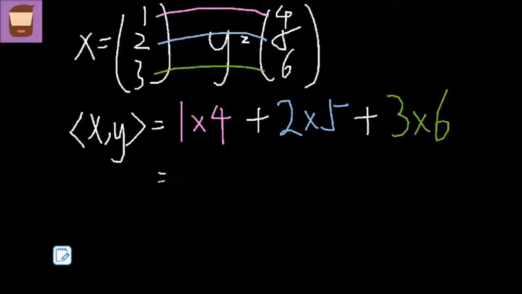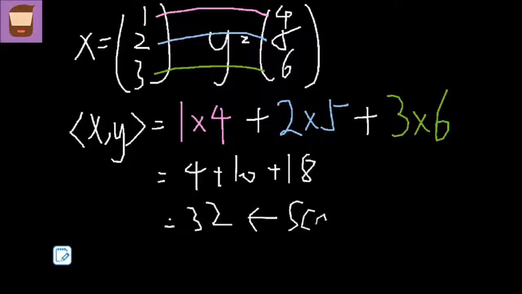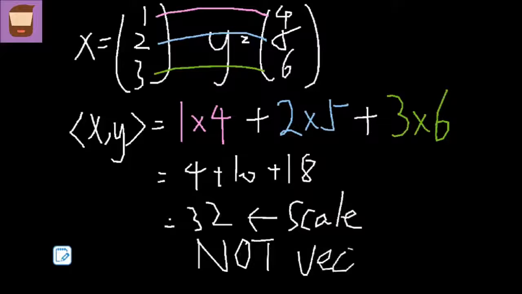Here we get a number: 4 plus 10 plus 18, which is 32. Here we get a scalar. This is not a vector. That's very important.